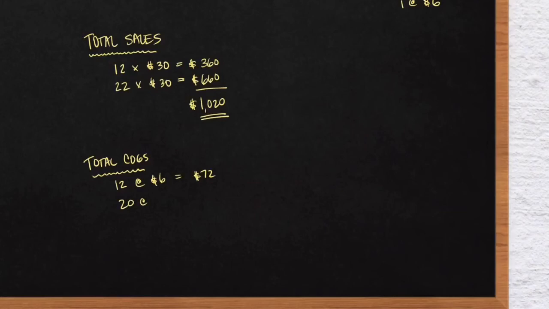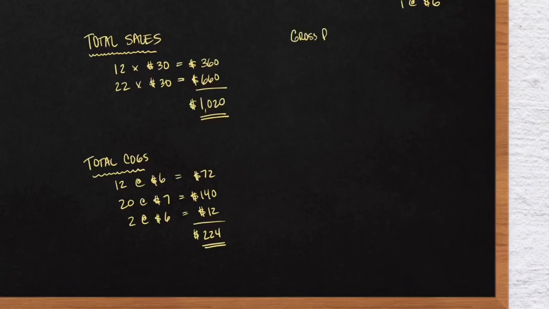Next we have 20 at $7. That equals $140. And finally, 2 at $6. That will give us $12. When we add all three values up, that will give us our total cost of goods sold for the month. That's going to be $224.